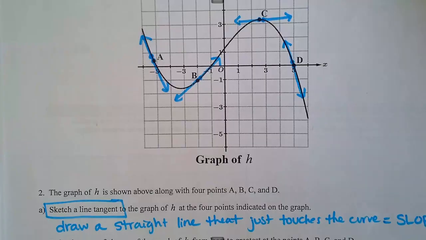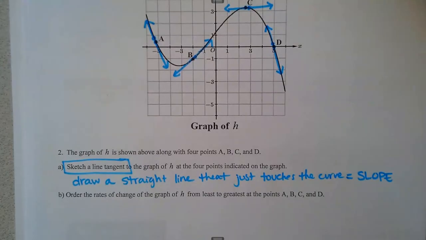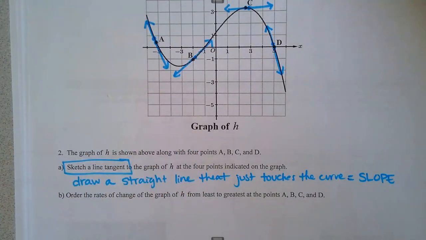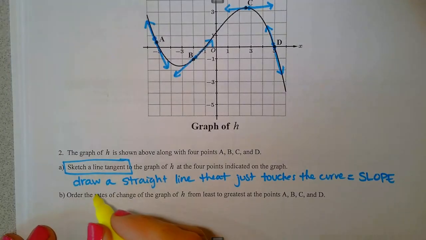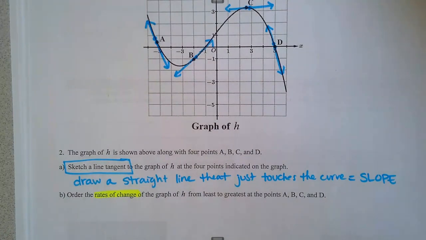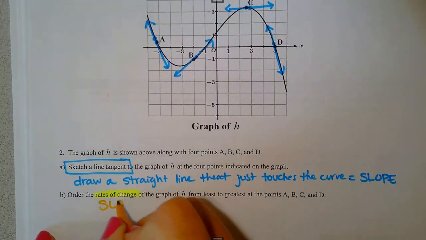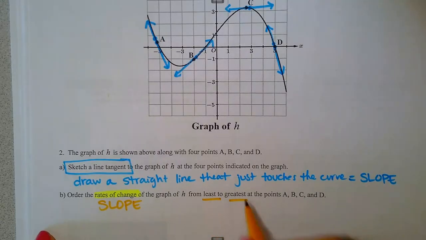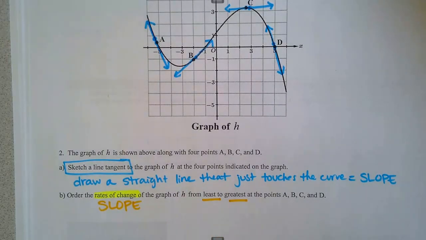Okay, and then they ask, can you order the rates of change from this graph from least to greatest of those 4 points? So the rates of change, what's another word for that? Slope. Slope, nice job. Okay. From least to greatest. So looking at those 4 blue lines that I just drew, isn't it much easier to see the slope with the little lines drawn? Don't you think? Okay. So which one is the smallest slope?